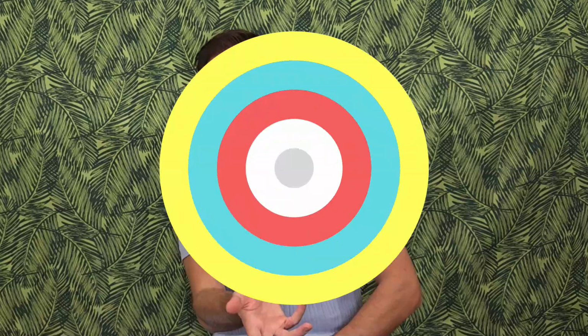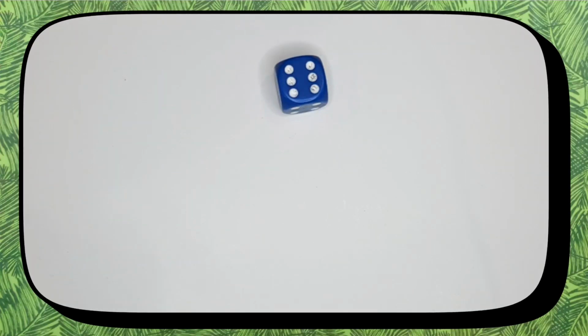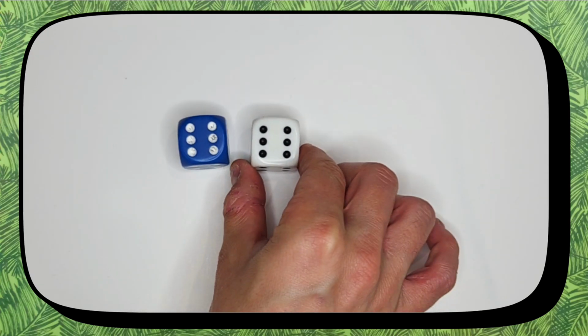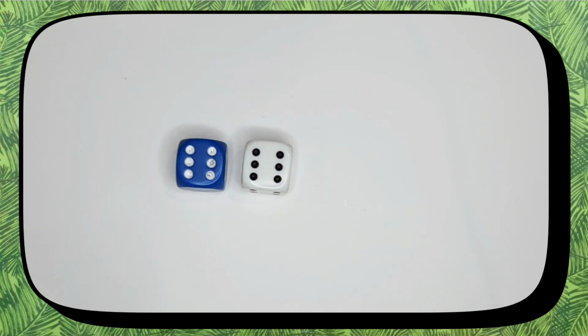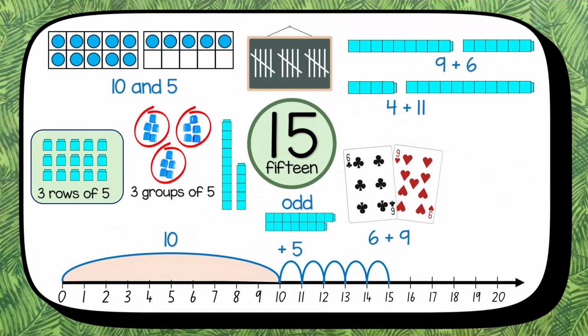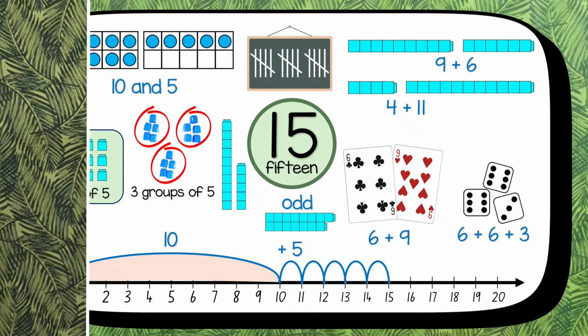As well as 3 playing cards, we could find 15 by rolling dice. I have rolled 6 and 6. What number will I need on the next die to make 15? Well, we sure have found lots of ways to show 15. Let's have another look at our board.